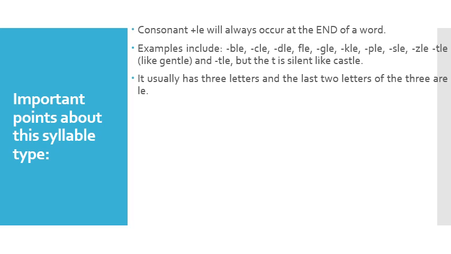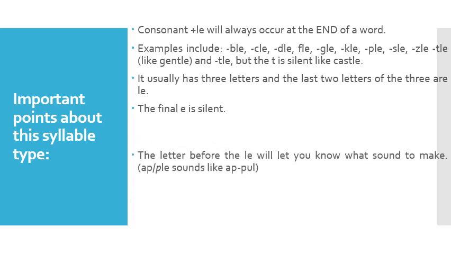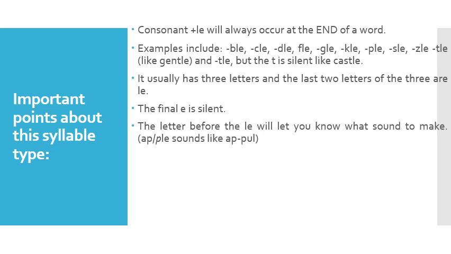It usually has three letters, and the last two letters of the three are LE. We say usually, not always, because sometimes I don't have LE, I have AL. The final E is silent. If you have E at the end, the E is silent. The letter before the LE will let you know what sound to make. Apple, for example. Table.